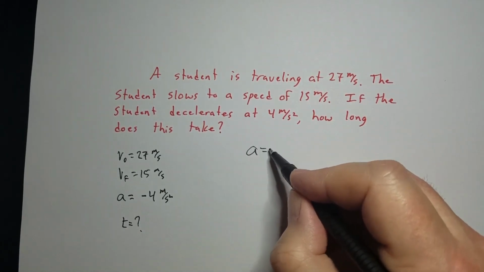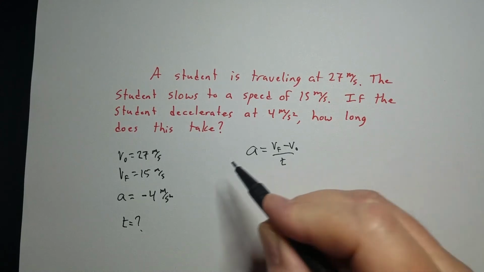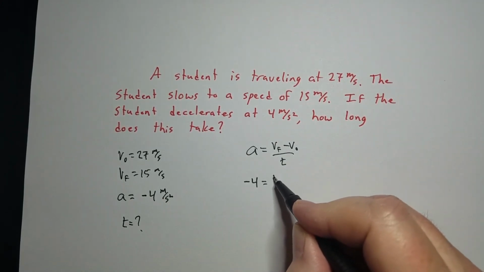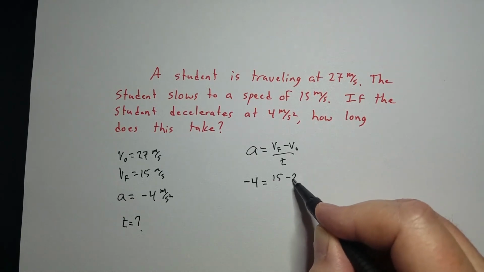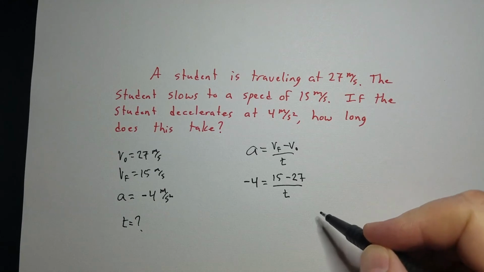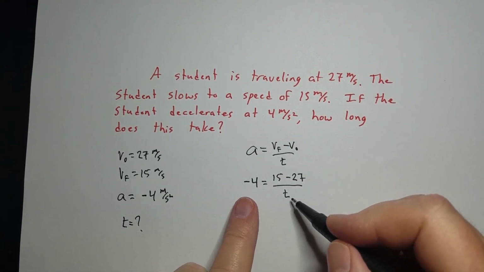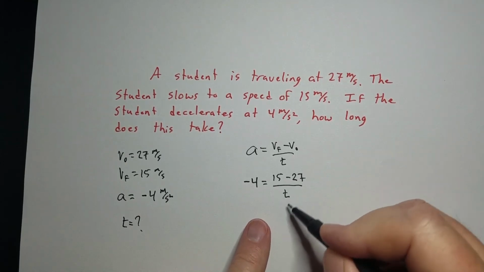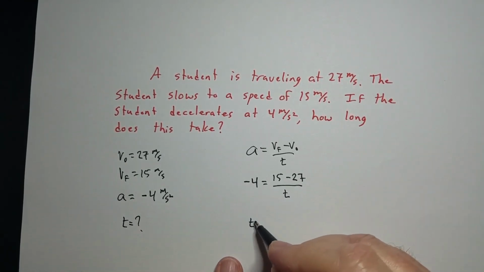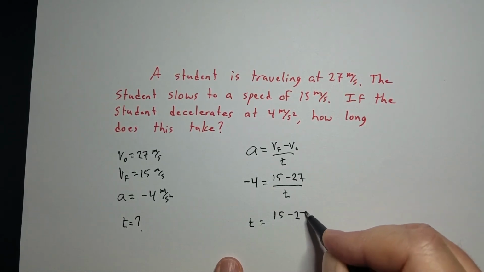So A equals VF minus VO over T. Let's start plugging in our numbers. That's minus 4. VF is 15. VO is 27. We got to find time. This is a good time for a little math trick that I call the super secret math trick. Super secret math trick is if you're solving for this denominator, just swap these two. The T will come out and the negative 4 will take its place.